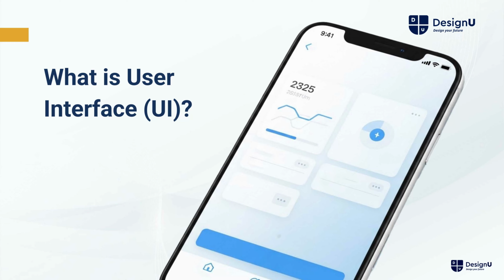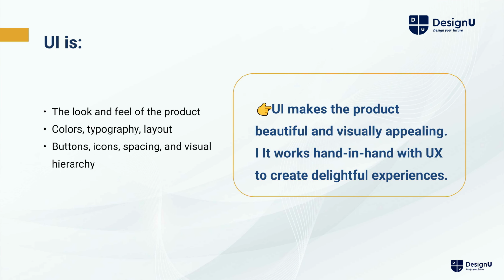Now, what is UI? UI is the look and feel of the product. Colors, typography, layout, buttons, icons, spacing, and hierarchy, visual hierarchy. UI is what makes the product beautiful and visually appealing. It works hand in hand with UX to create delightful experiences.